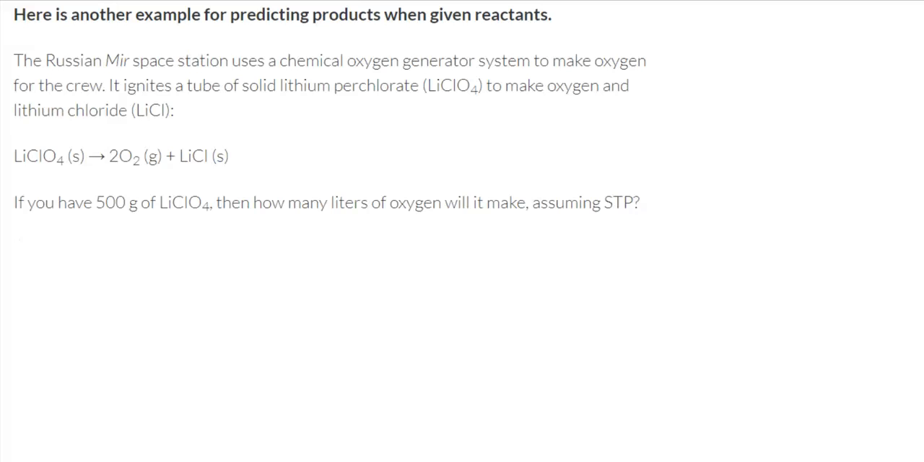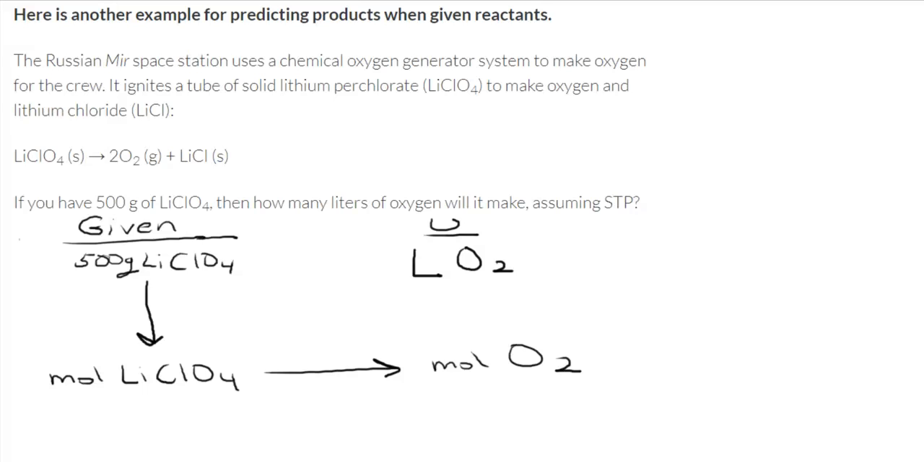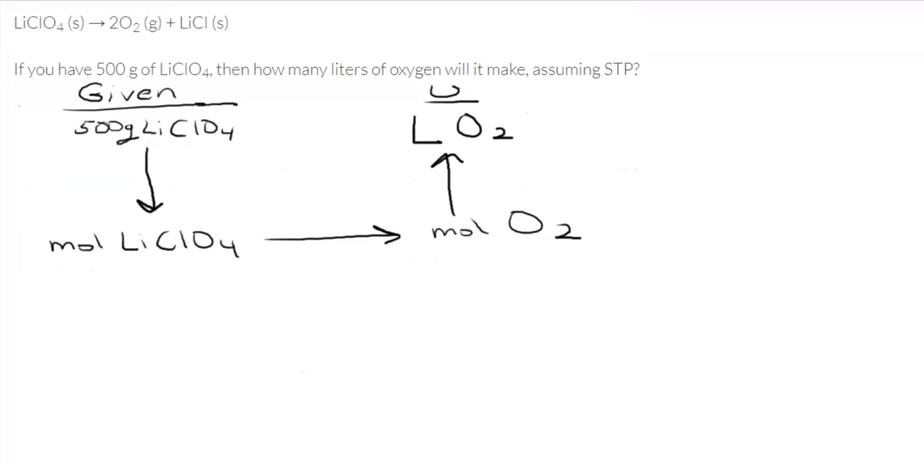So if I write down my given, I have been given 500 grams of lithium perchlorate, and I am trying to get to liters of oxygen gas. Okay, I can't go directly from grams of one substance, lithium perchlorate, to liters of another, oxygen, so I have to go to moles first. Moles of lithium perchlorate. From there, I can get to moles of oxygen, right, using my molar ratio, and then from that, I can convert to liters of O2.